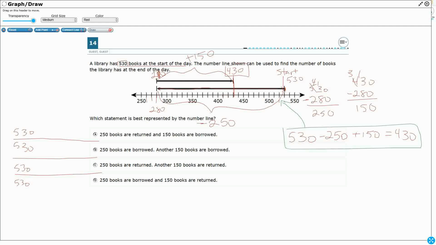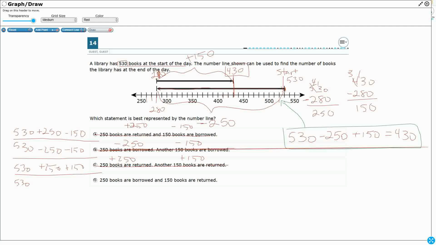All right, so books are returned. So when I return books, I'm going to add them, and it's going to be 250. And then when you borrow books, you're going to subtract them. Okay, so plus 250 minus 150. And that's the exact opposite of what we've already done over here, so that's not going to work. When you borrow books, it's minus 250, and then you borrow another 150. So minus 250 is good, but minus 150 is no good. All right, when we return, that's a plus 250, and then you return another 150. That's not going to work.